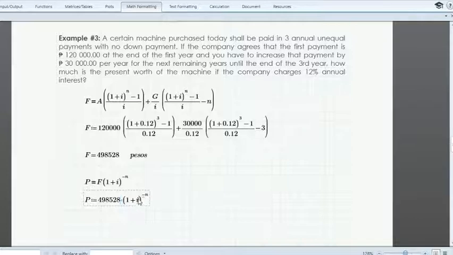Then, the interest is 0.12. Then, the N or number of payments is ilang beses siya magbabayad? 3 beses. Therefore, the value of P is equal to 354,842.383 pesos. So, ito na yung present worth ng machine mo.